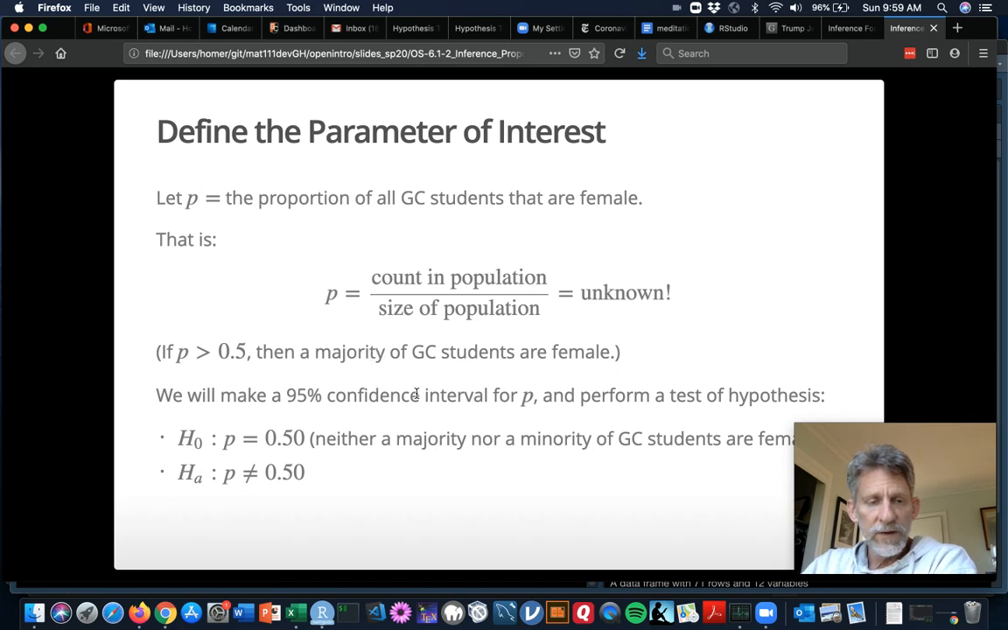So why don't we go ahead and make a 95% confidence interval for P and do a test of hypothesis where the null hypothesis states that P is right at the boundary between a majority and a minority of Georgetown College students being female. And the alternative hypothesis just disagrees with that.